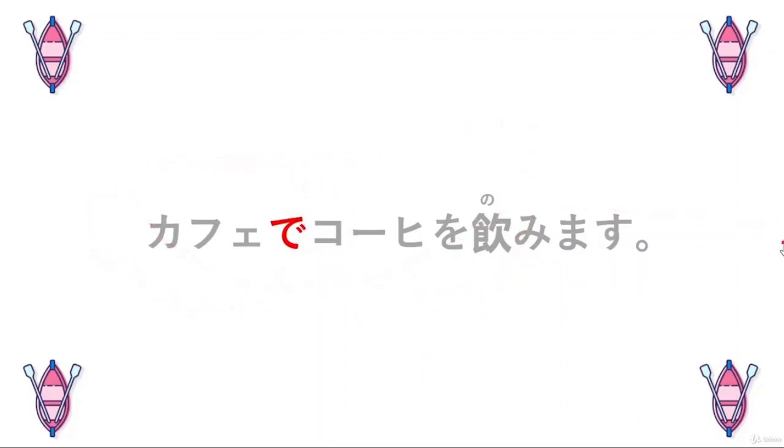So the particle explains where I am performing the action. So if I'm reading a book, where am I reading it? If I'm drinking coffee, where am I drinking it? Where am I located? Okay? And it means that I am already there. So with de, we know that you are 100% already there. With ni or e, we are only moving towards that direction, okay?